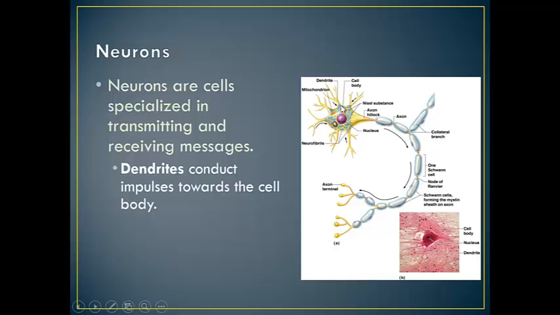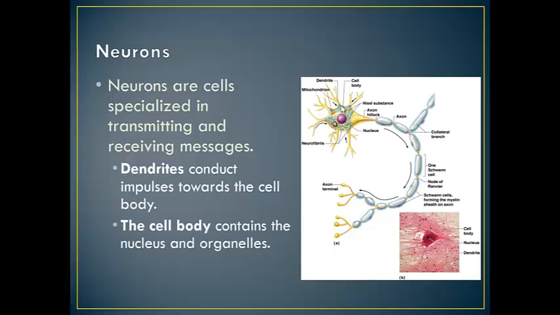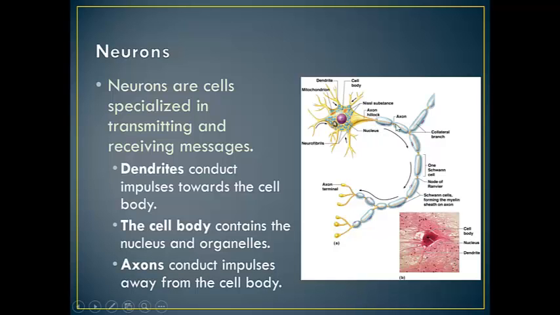So it's coming in. Now, like I said, the cell body is the hub of the neuron, and it contains the nucleus and the organelles, just like we would think a normal cell would have. And the final component of the neuron is the axon. The axon is this very long tail-like structure coming off of the cell body, and the axon is what conducts impulses away from the cell body. So the impulses will come in through the dendrites, and they'll go out through the axon.